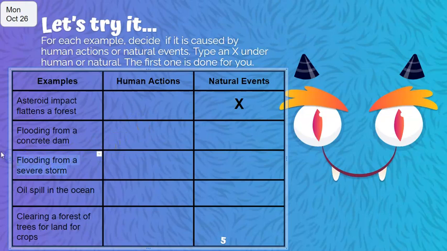Alternatively, you've got flooding from a severe storm. Now, very few severe storms have ever been caused by humans, although I've tried once or twice. No, I actually haven't, but that would have been crazy.